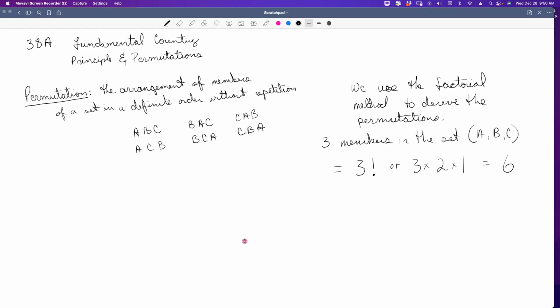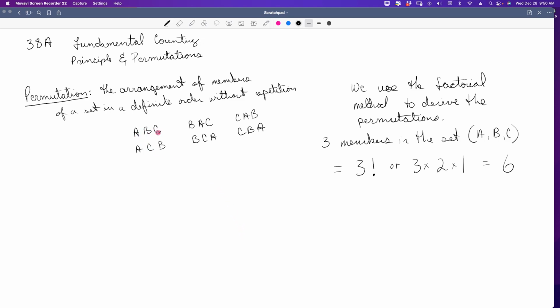So welcome to lesson 38. We're in 38A where we're going to talk about the fundamental counting principle and permutations. So to review permutations, that's the arrangement of members of a set in a definite order without repetition.